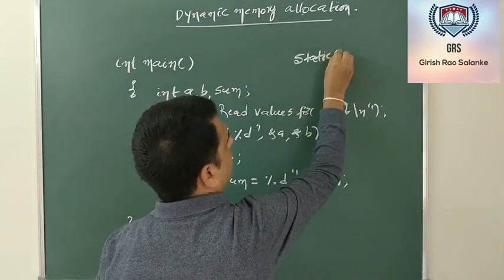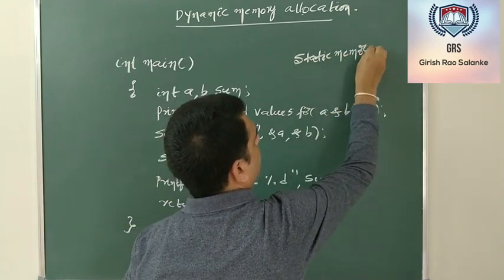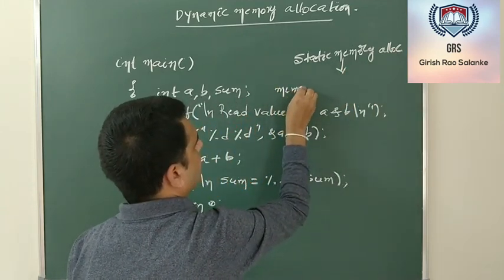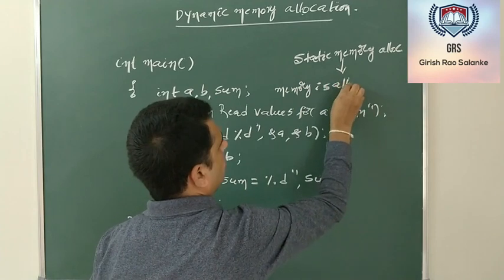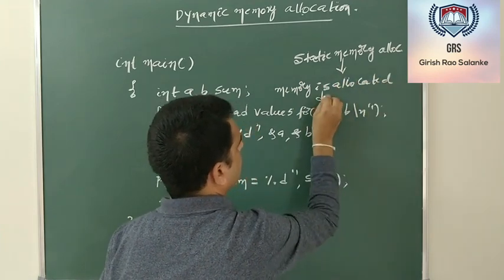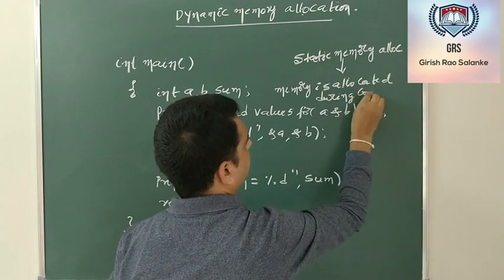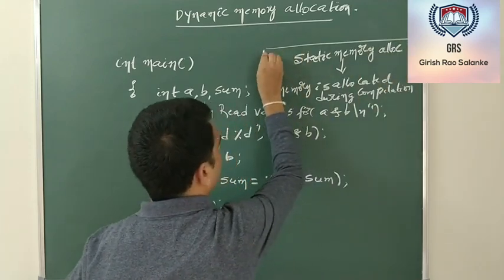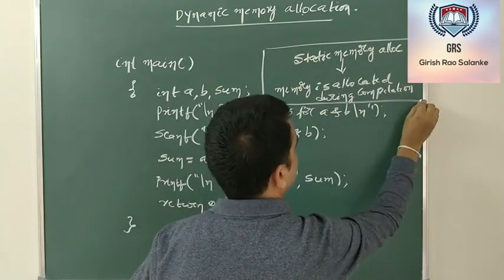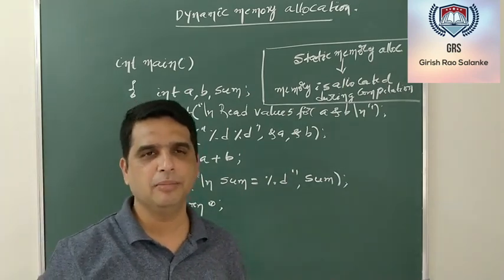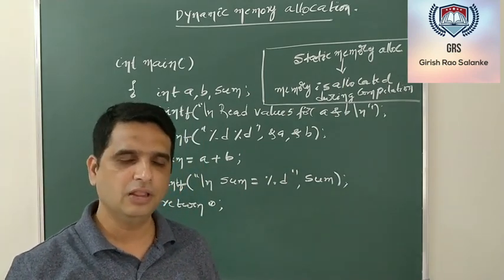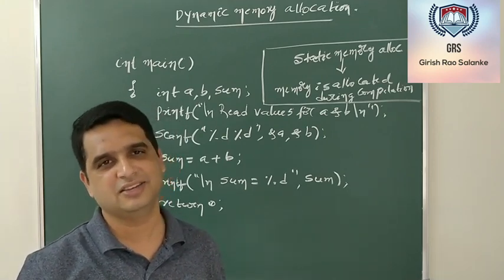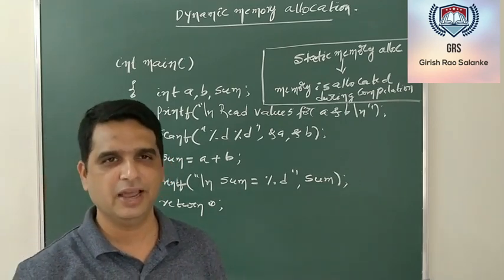Note that in static memory allocation, memory is allocated during compilation time. This is the most important point to be noted with respect to static memory allocation. And generally in static memory allocation, all the variables that we declare within a function will be taken memory from a region called the stack. Hope you are familiar with the concept of stack.